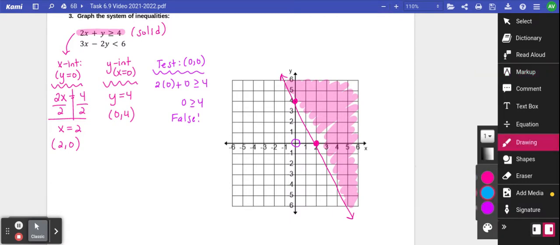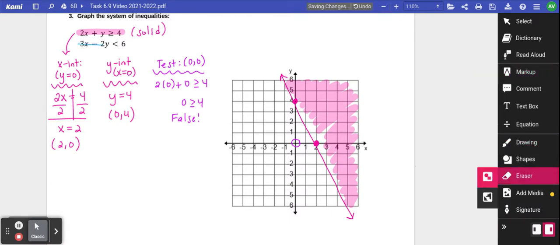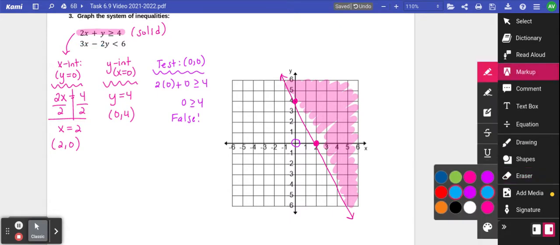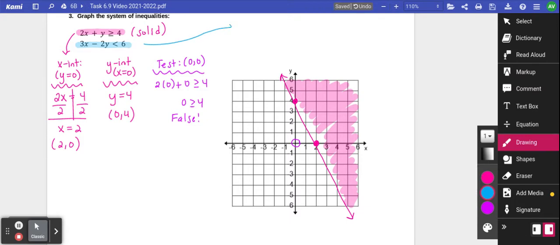Next, let's go ahead and graph the line 3x minus 2y is less than 6. So if I take this equation, if I find the x-intercept, that's going to be the place where y is 0. And that's going to give me 3x equals 6. And if I divide by 3, I get that x is equal to 2. So my x-intercept is going to be (2, 0). It's going to be right here, right on top of the other x-intercept that I already had.